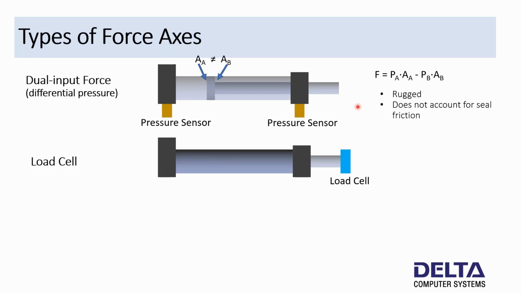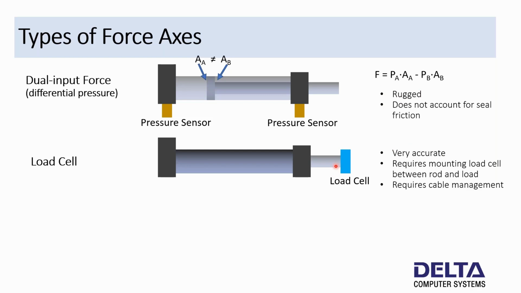If we want more accuracy, we go with the load cell. The load cell is mounted out on the end of the rod, and that becomes a little bit tricky because we need cable management plus getting that mounted in there. So it's generally not as rugged, but if we need great accuracy, this is the only way to go with the load cell.